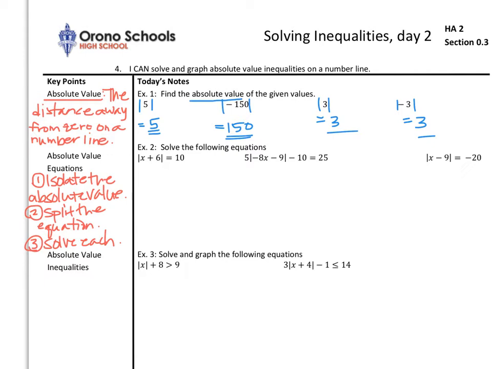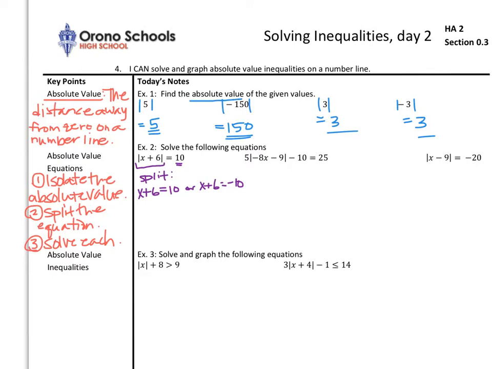Here's our first example. The absolute value of x plus 6 is equal to 10. Our first step is to isolate the absolute value term. Notice there's nothing on the outside of that, so step 1 is done, it's isolated. Step 2, to split it. When you split an absolute value equation and you want it to equal 10, that means you could go 10 to the right or 10 to the left on a number line. So x plus 6 could equal positive 10 to the right, or x plus 6 will equal negative 10.